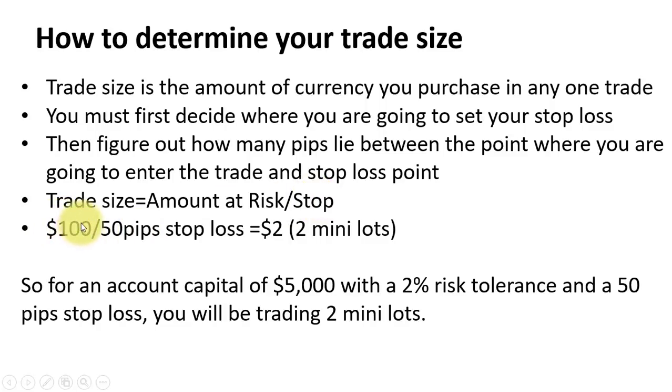So let's say you've already calculated that you are risking $100, and you know that your stop loss is going to be 50 pips. So the amount you are risking is $2 per pip. 100 divided by 50 will give you $2, and that will be 2 mini lots. One standard lot is $10. One mini lot is $2. One micro lot is 10 cents, and so on and so forth. So for an account capital of $5,000 with a 2% risk tolerance and a 50 pip stop loss, you will be trading only 2 mini lots. Okay?